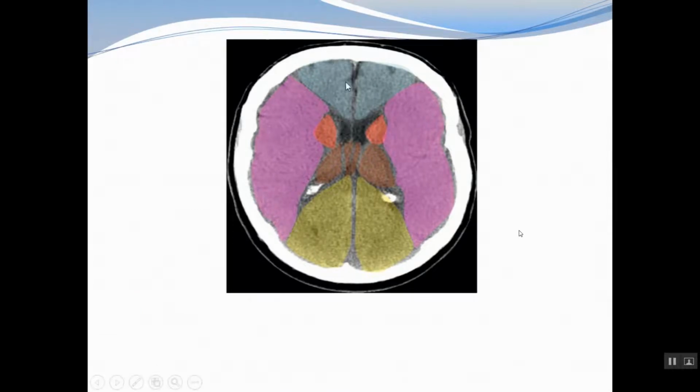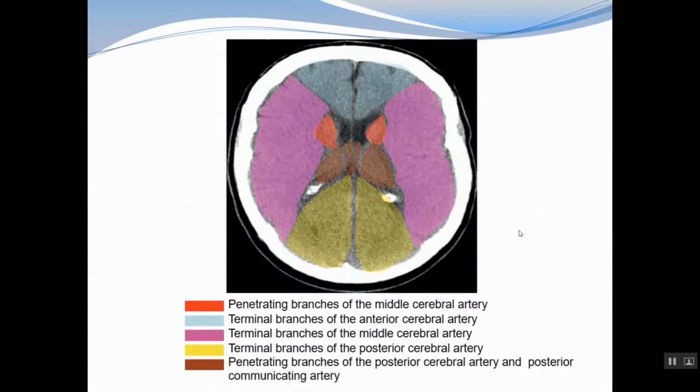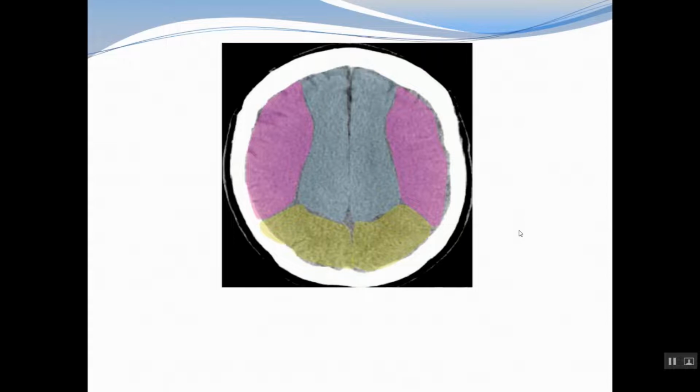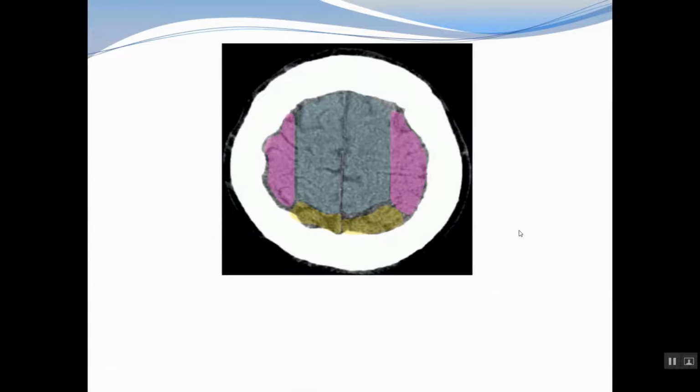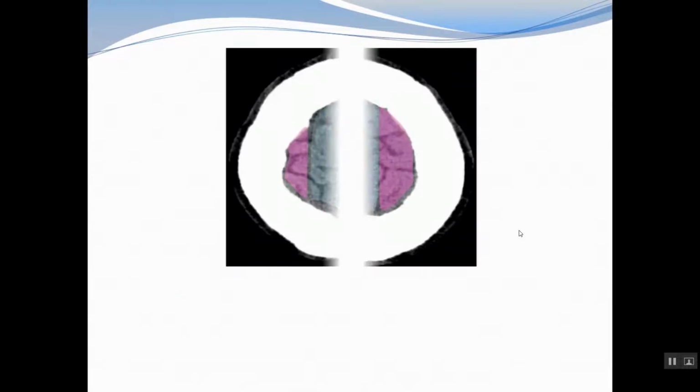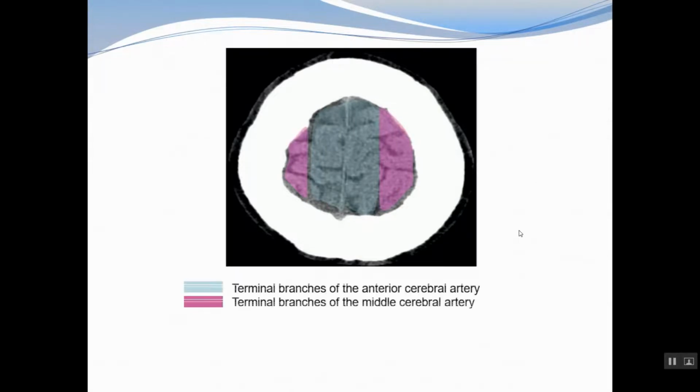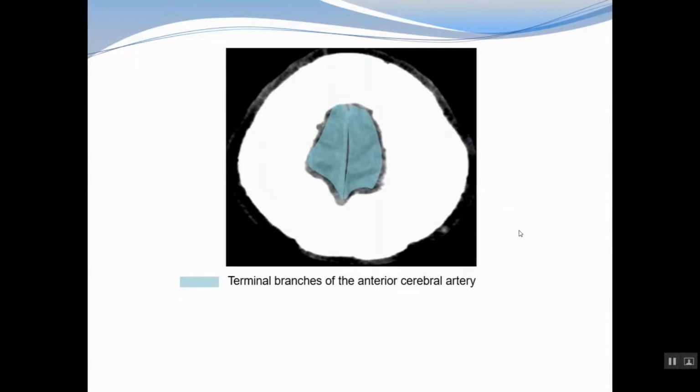More areas are included with the terminal branches of the anterior cerebral artery, middle cerebral artery, and posterior cerebral artery, and here are the penetrating branches of the posterior cerebral artery and posterior communicating artery, and here are the penetrating branches of the middle cerebral artery. These are terminal branches from the anterior cerebral, middle cerebral and posterior cerebral arteries. The same. Okay, middle cerebral, anterior cerebral arteries. This is anterior cerebral artery branches.